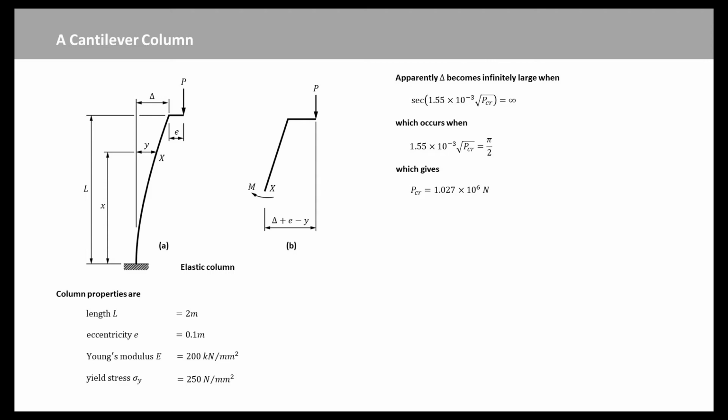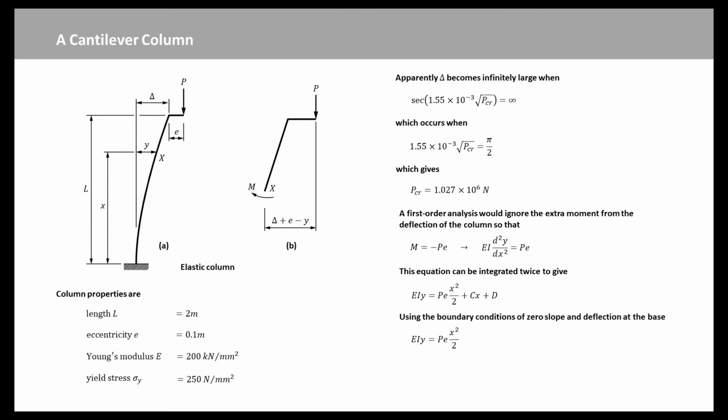It can also be shown that when the eccentricity E is 0, the strut remains straight up to this load and then buckles sideways. A first-order analysis would ignore the extra moment from the deflection of the column, so that we have this equation. This equation can be integrated twice to give this expression, where C and D are constants of integration. Using the boundary conditions of zero slope and deflection at the base, we have this equation.